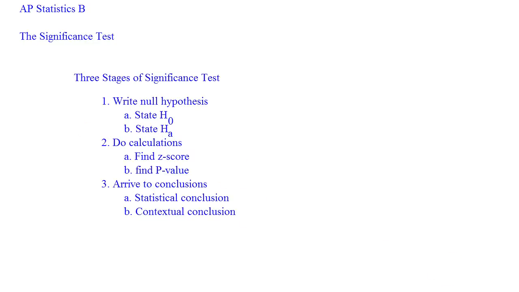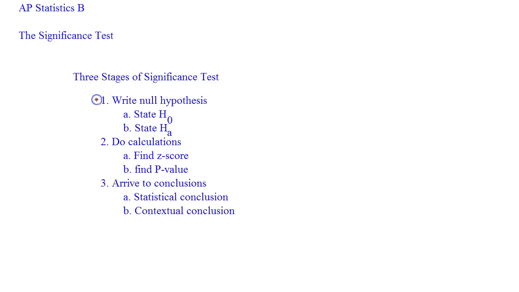So here's the three stages. First off, you write your null hypothesis. So you state your null hypothesis, and then you state your alternative hypothesis, and we'll talk about that in a sec before we actually start on the problem. Then we'll start working on some calculations, find the z-score, which is going to be a little bit tricky, so please follow along. Then we're going to find the p-value using our calculators, and then you can arrive at your conclusions. So your statistical conclusion and your contextual conclusion are the next step.